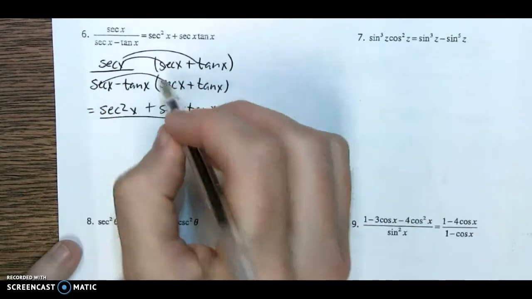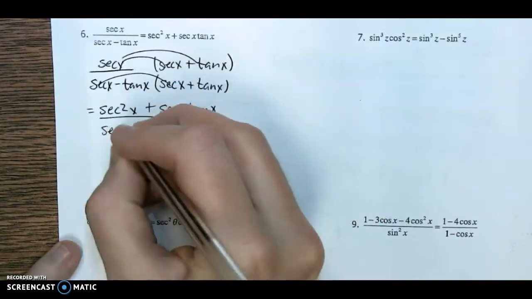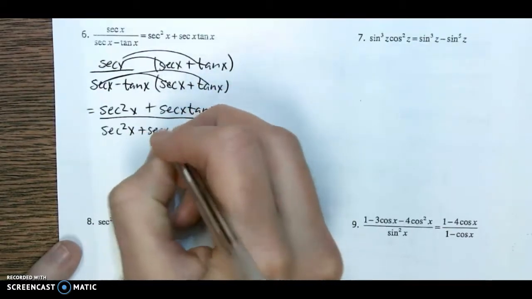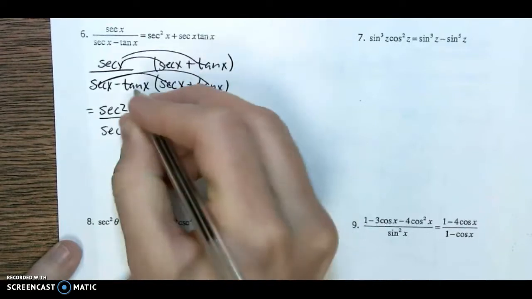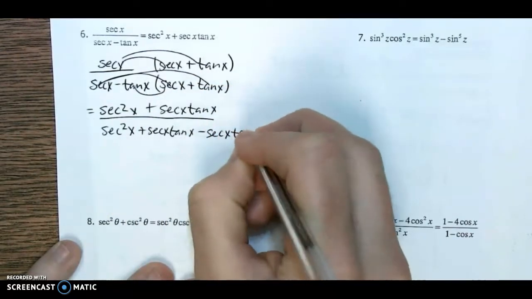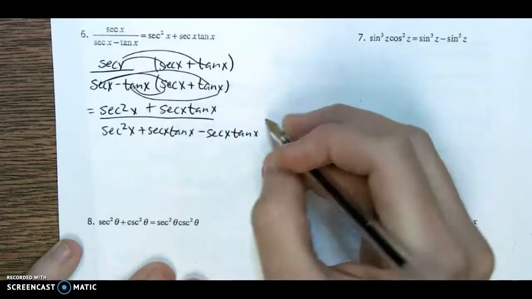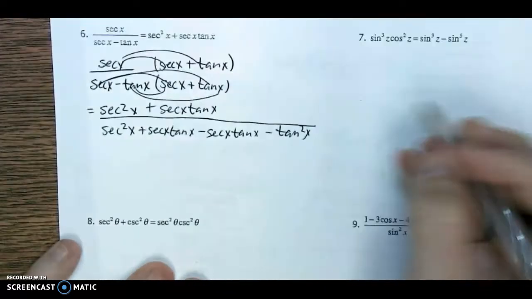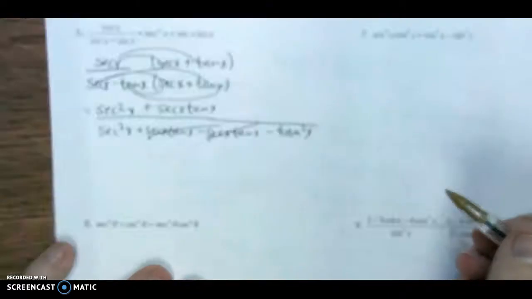So secant times secant, we're going to FOIL. And secant times tangent. And negative tangent times secant. And negative tangent times tangent. And then when you collect like terms, your middle terms cancel.